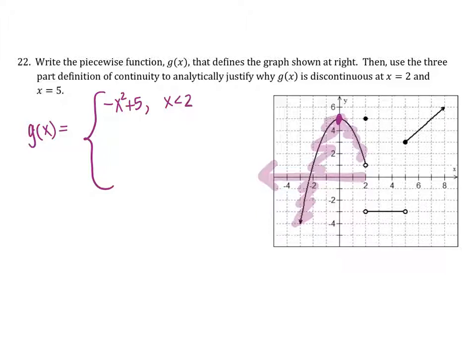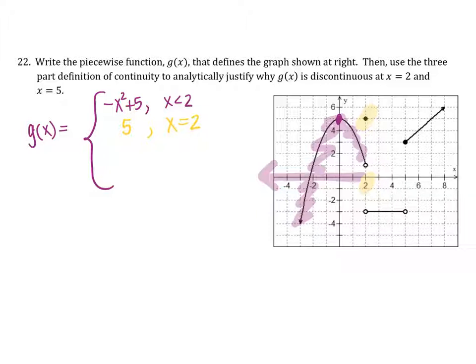Also, another piece of this, it looks like right here at 2 we have a for sure value of 5. So there's going to be another piece of this. Now that's not a graph, so to speak, it's just an ordered pair. So I know that g of x has a value of 5 when x is 2. Right?